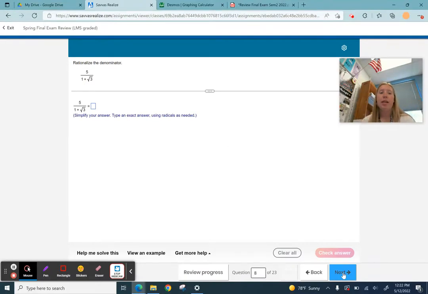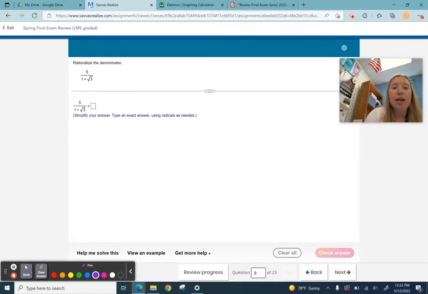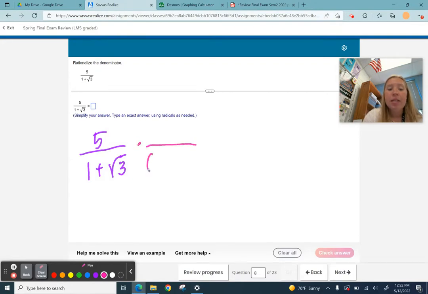My next question is asking me to rationalize my denominator. The problem that I see in this division or this fraction is the fact that there's a radical in the denominator, and I'm not allowed to have that. So the way I'm going to get rid of it is by multiplying by the conjugate.